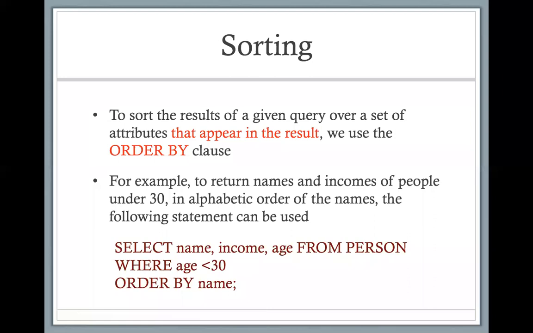Okay, so we use the order by clause to sort the results of a query. So for example, to return the names and incomes of people under 30 in alphabetic order of the names, the following statement can be used. Select, first of all, I need the name, the income, and age from person. So that would select name, income, and age from the table person. I need only ones who have under 30, so where age is less than 30. And then I order by name.